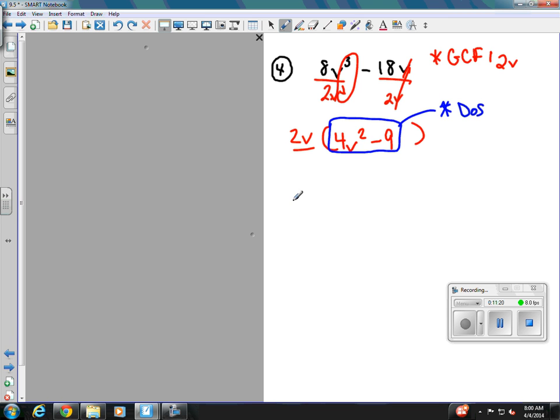So I'm going to drop down my 2v, cannot lose my GCF. We know this breaks apart into 2 parentheses. Now we find the square root of 4v squared. So square root of 4 is 2. Square root of v squared is just v, so 2v, 2v. Signs are different, a plus and a minus. And then our square root of 9 is 3 and 3. That's our answer.